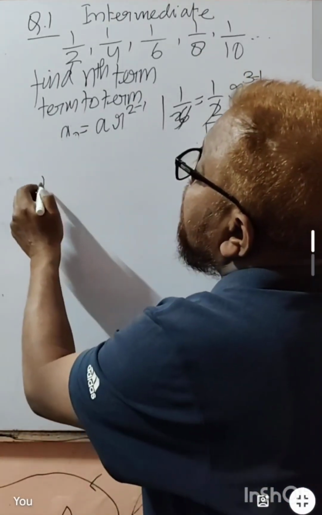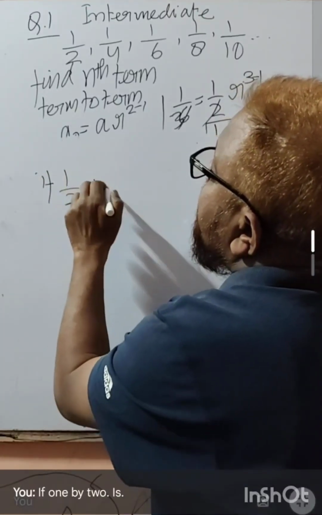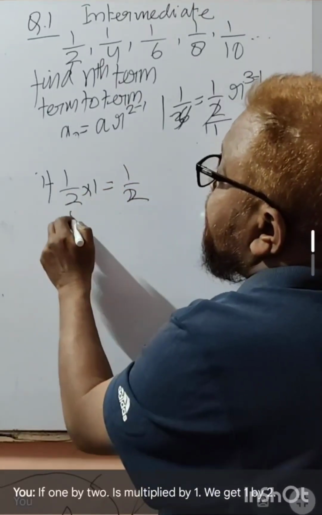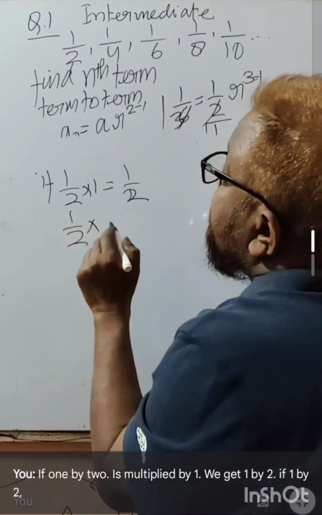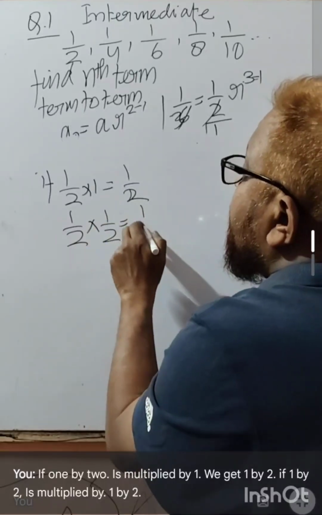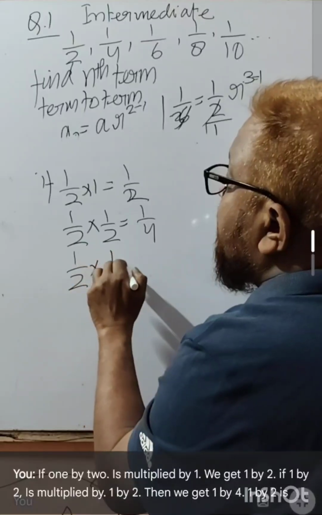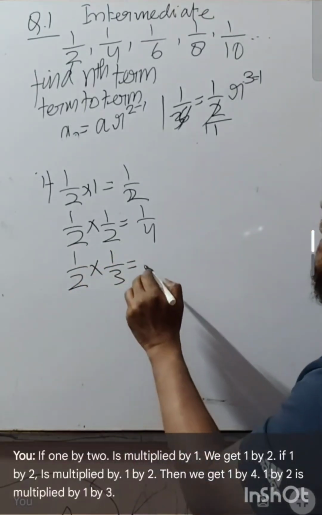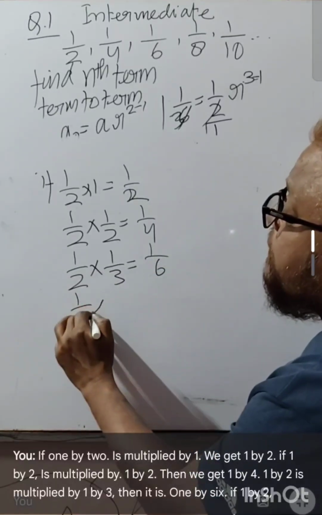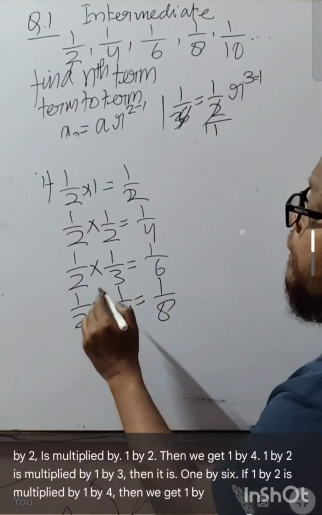If 1 by 2 is multiplied by 1, we get 1 by 2. If 1 by 2 is multiplied by 1 by 2, then we get 1 by 4. If 1 by 2 is multiplied by 1 by 3, then it is 1 by 6. If 1 by 2 is multiplied by 1 by 4, then we get 1 by 8.